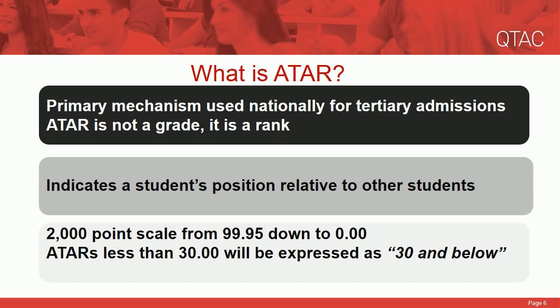Students will be measured on a 2,000-point scale, in increments of 0.05, from 99.95 down to 0. ATARs less than 30 will be expressed as 30 and below. There are 2 reasons for this. Firstly, it keeps Queensland consistent with other states and how very low ATARs are reported, and secondly, it enables a level of discretion to be maintained when reporting what is a very low ranking to a student.